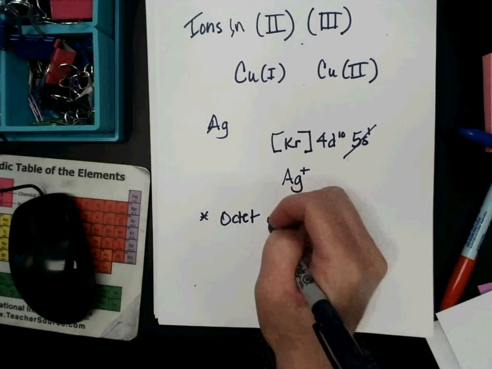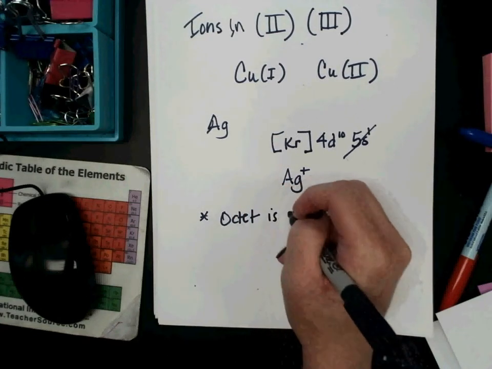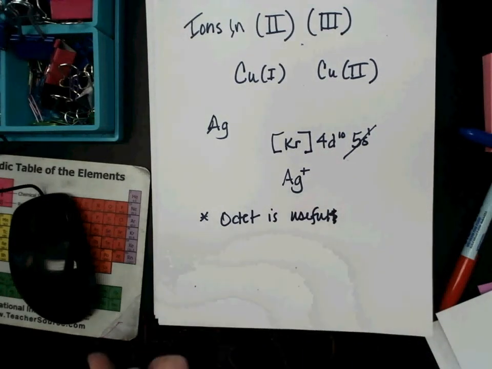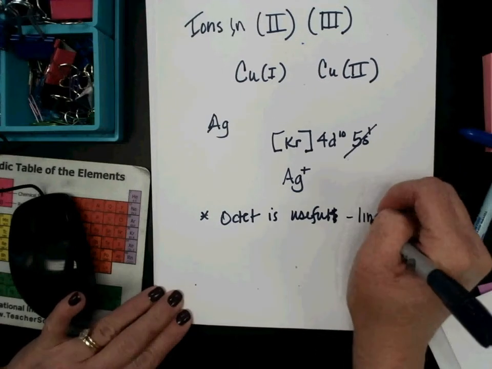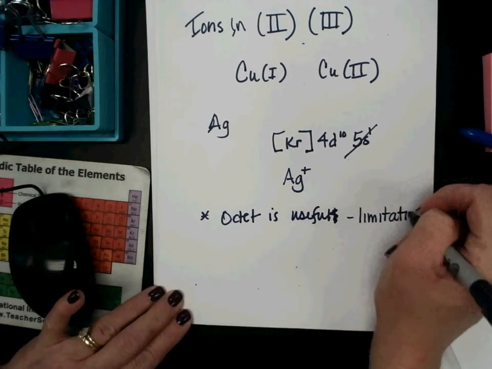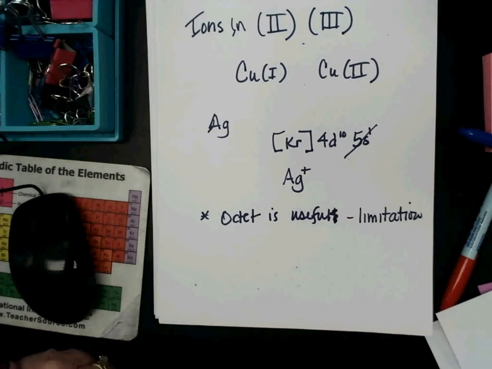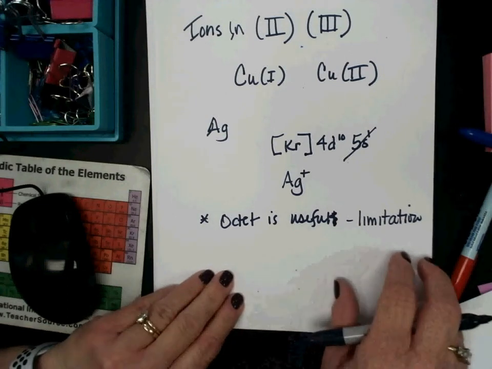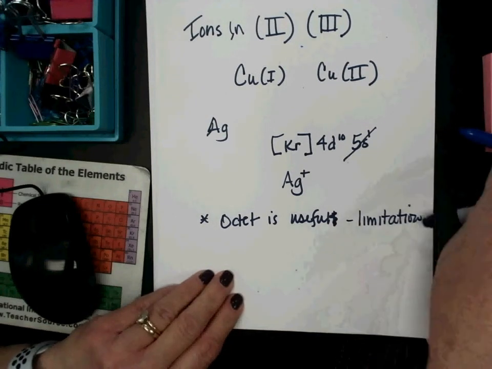And when I'm here, the octet rule is useful, but I would say it definitely has some limitations. You have to know what's going on in your periodic table to be able to predict what's going to happen with your ions that form in that particular part of the periodic table.